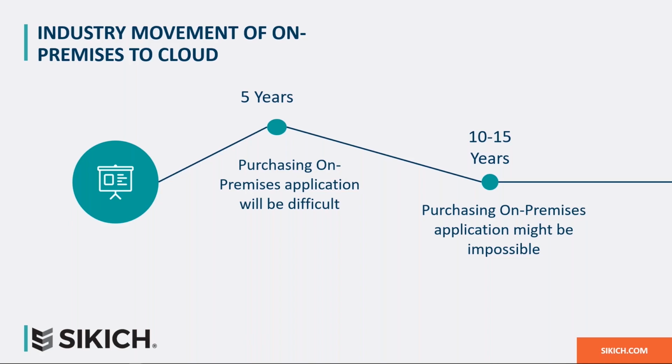So the challenge to people who don't want to go in the cloud is that perhaps within 5 years, buying an on-premise application is going to start being really difficult, particularly with ERP. Within 10 years, it might be impossible to buy an ERP system that doesn't run on the cloud. And those people who are making on-prem applications are either going to be very, very niche or they're going to be out of business.